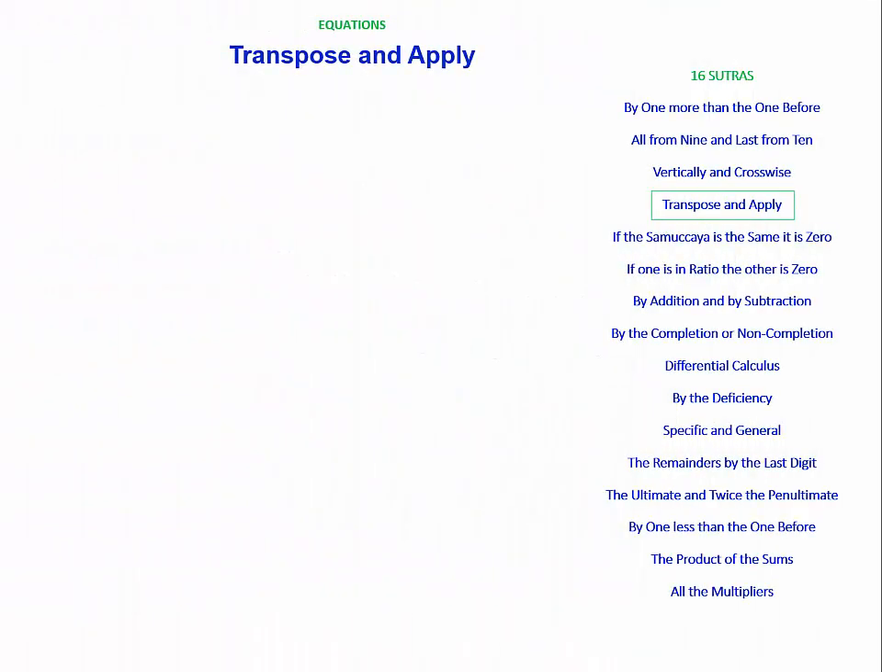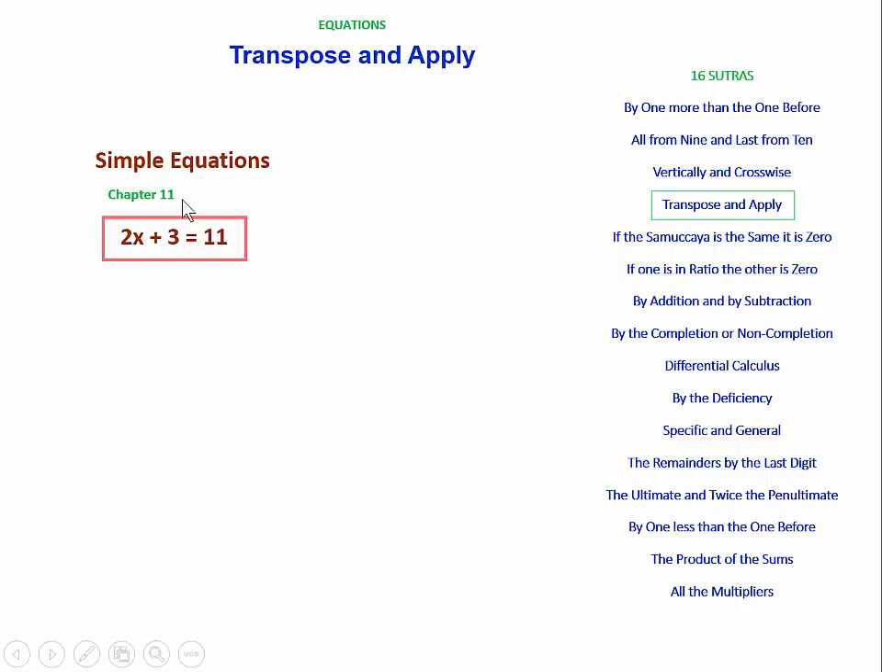So let's go through the sutras, and we'll begin with transpose and apply, because that is the sutra which can be used for solving very simple equations. For example, 2x plus 3 equals 11. Here I'm referencing chapter 11, which is in green, and so it's from Tirjiti's book. So 2x plus 3 equals 11 is an example of a linear equation, and all we do is transpose the signs. So we've got a plus 3 here, which means we subtract 3 from the 11, we transpose, we get 8, and because the 2 is multiplying the x here, we divide that 8 by 2 to get 4.